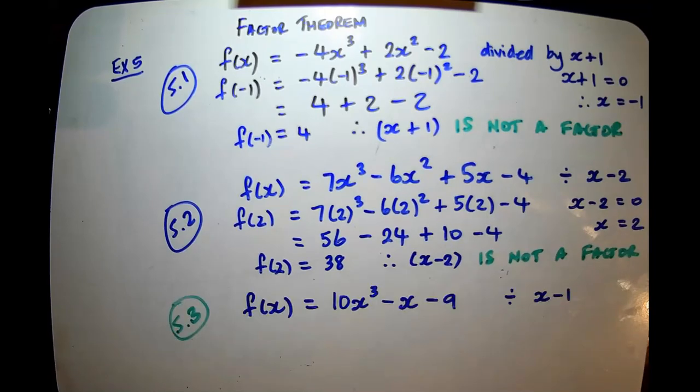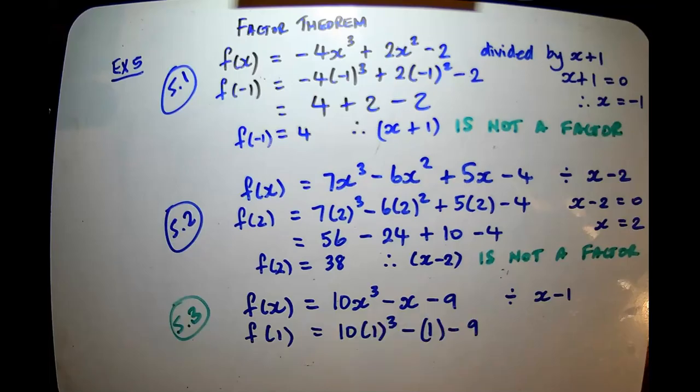5.3. Given the question, that's divided by x minus 1. So we have to let x minus 1 equal 0 so that we can solve for x and substitute x into the equation. So x is equal to 1. So f of 1, substituted into the equation and plugged into a calculator, we get this. Notice the answer is 0. Therefore, f of 1 is equal to 0.